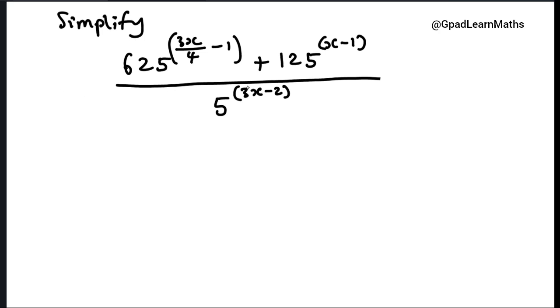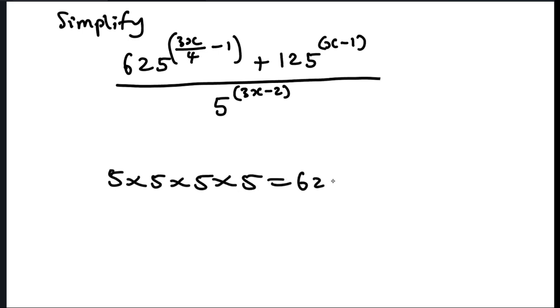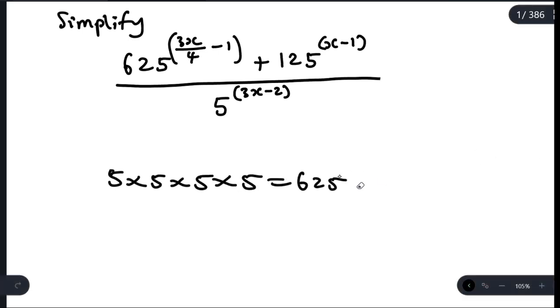So let's start with making all of them have a common base. This is 625. This is 125. This is 5. Let's make them all have a common base of 5. So 625 can be expressed as a power of 5. 5 raised to the power of 4 is 625 because 5 times 5 times 5 times 5 is 625. So that's what we're going to do right here.